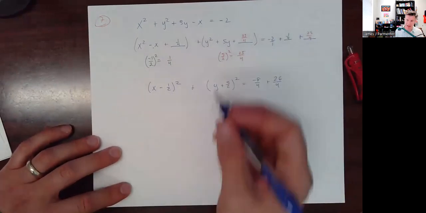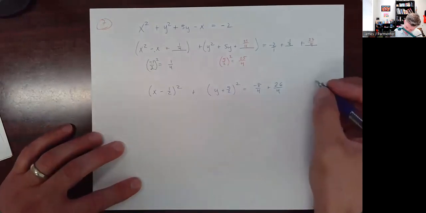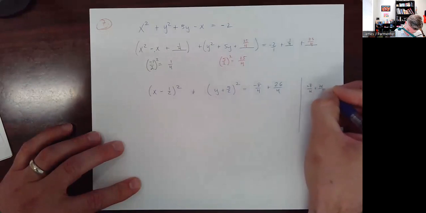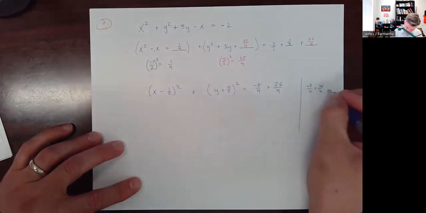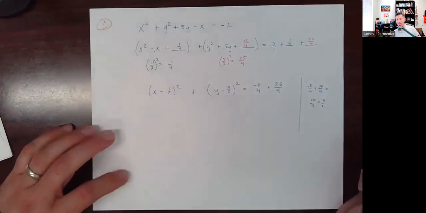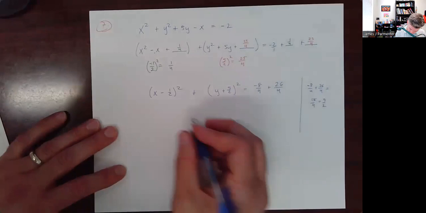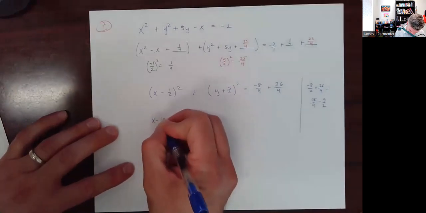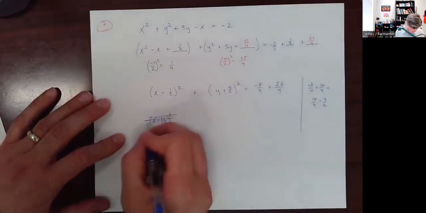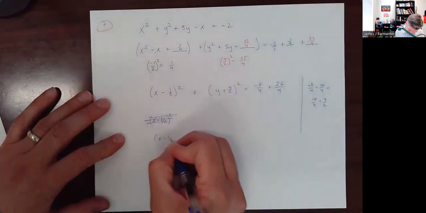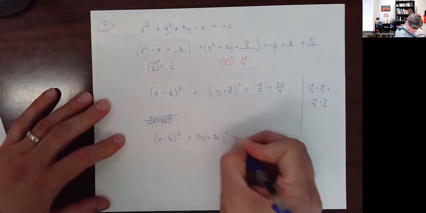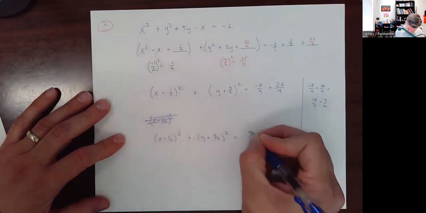I don't really want to write the same lines a bunch of times. So let's just write over here on the side, -8/4 plus 26/4. 26 minus 8 is 18. 18 divided by 4 is 9 divided by 2. So close to being a nice perfect square number, but it's not. So I'm going to write this as X minus 1/2. Ooh, that's not the prettiest I've ever written it. Let's try that again. X minus 1/2 squared plus Y plus 5/2 squared equals 9/2.